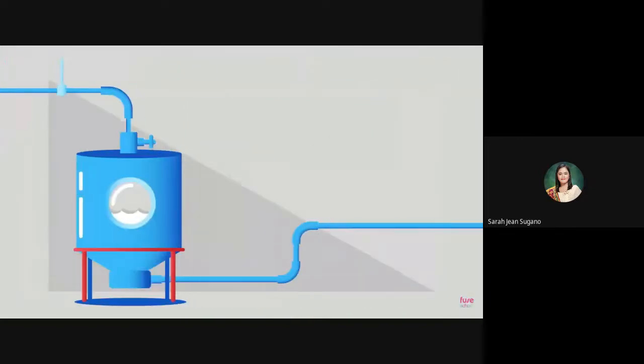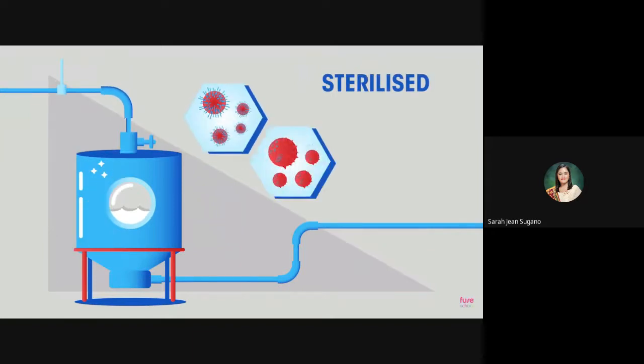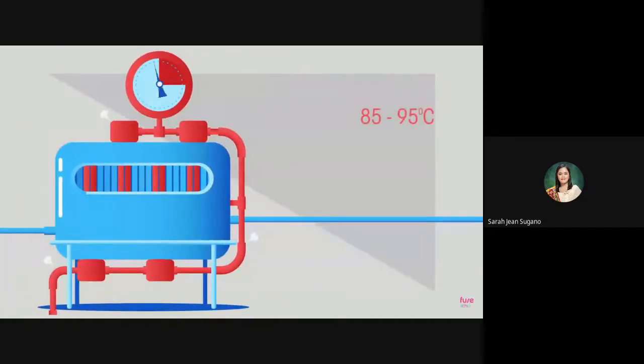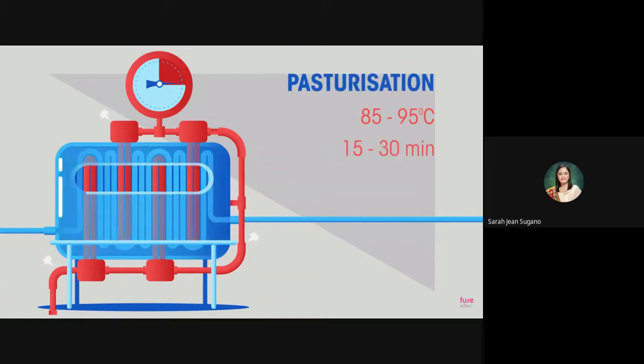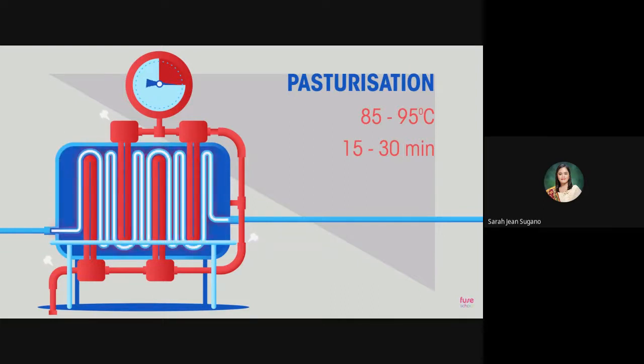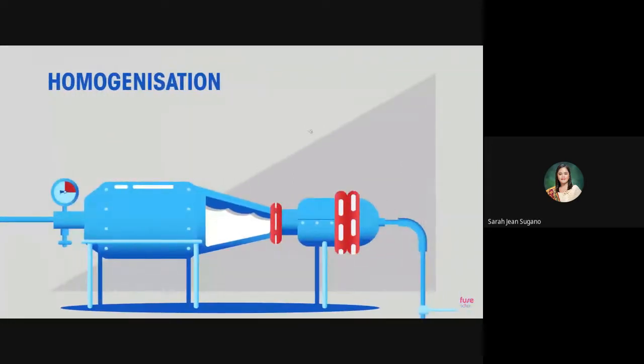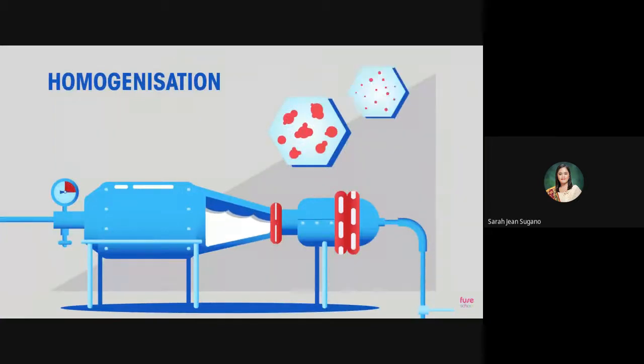Before we start the next steps, all of our equipment needs to be sterilized to kill off any unwanted bacteria and other microorganisms. Now we're ready to start. The milk is heated to somewhere between 85 and 95 degrees Celsius for between 15 and 30 minutes. This is a process called pasteurization and is also done to kill off any bacteria and other microorganisms that are naturally found in the milk. The milk is then homogenized. This breaks down the fat droplets in milk to make them smaller so that they stay suspended in the yogurt, rather than sinking and making it all lumpy.